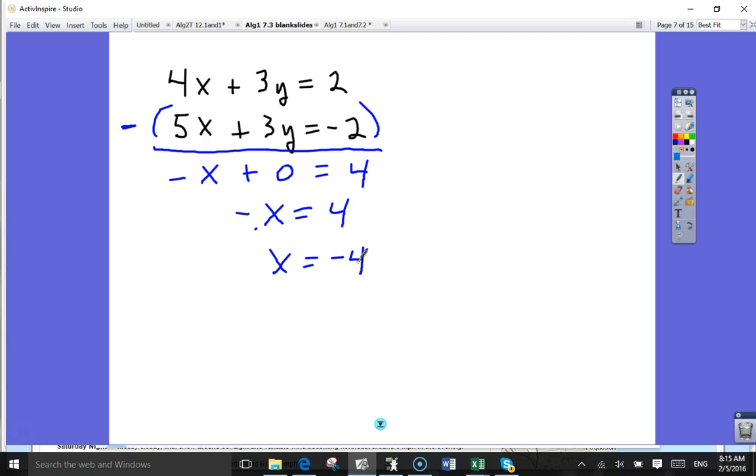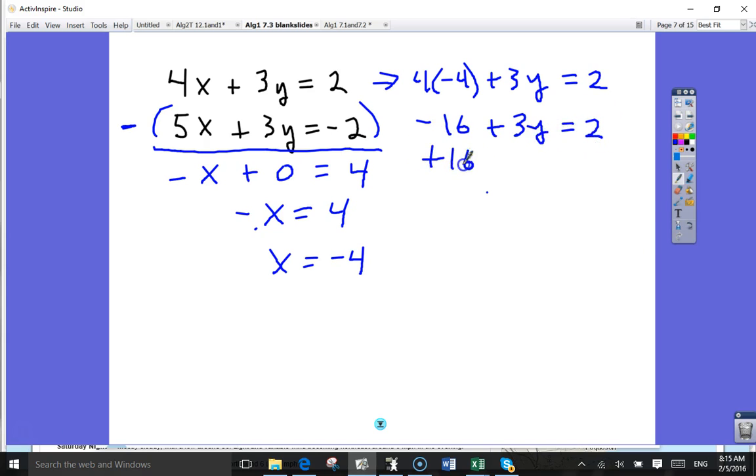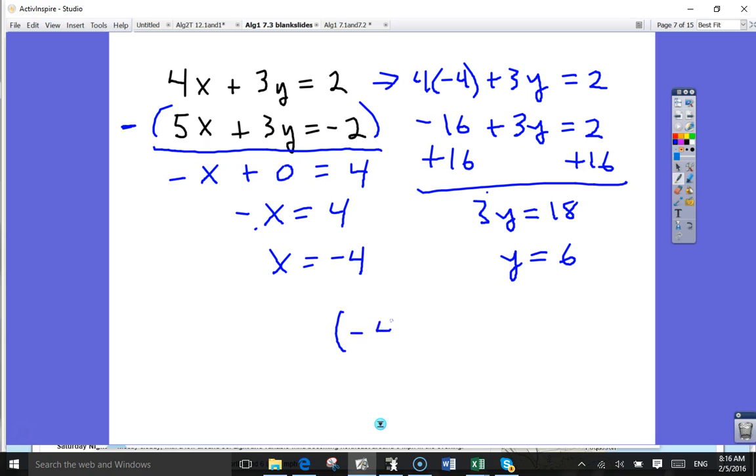And then pick some place to solve for the other. How about I'll go to the first one? Right, I'll go 4 times negative 4 plus 3y equals 2. Negative 16 plus 3y equals 2. Add 16. 3y equals 18. So y equals 6. So the answer is negative 4, 6.